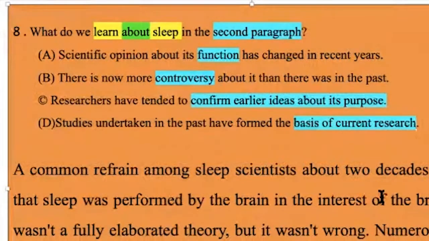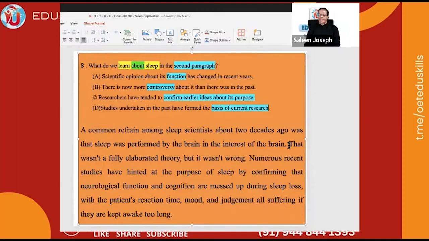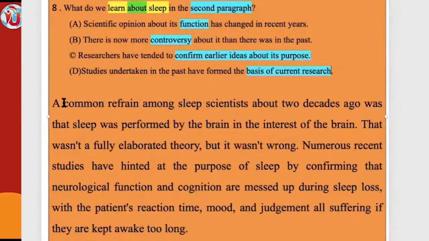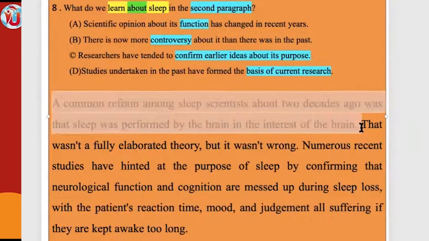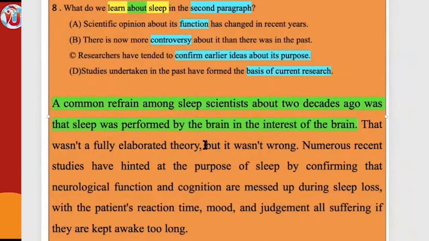Coming to this text, have a glance at it. What do you understand from the topic sentence? The first sentence is the topic sentence. And I said it's a contrast word-based question. So where will be the answer? After the contrast word. After the contrast word, it's saying it wasn't wrong. It wasn't wrong means it is confirming what is said in the topic sentence.